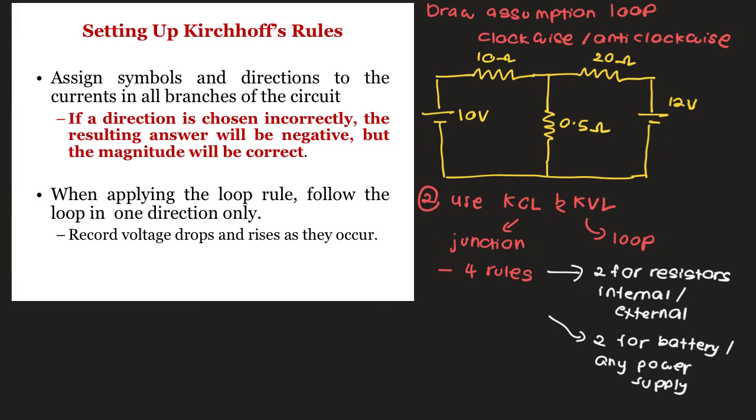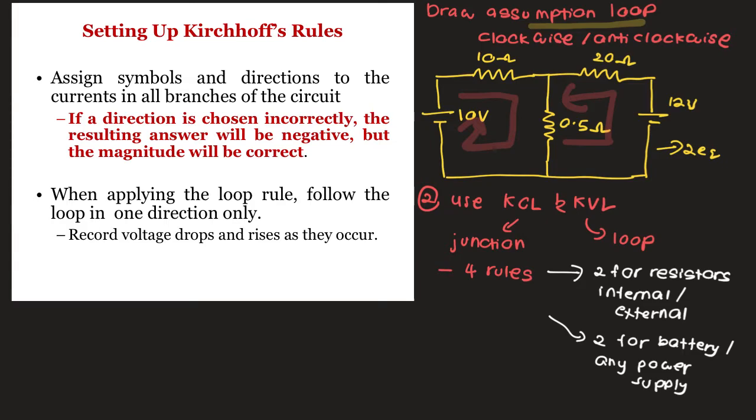You can draw clockwise or anti-clockwise. If I draw this one clockwise and this one anti-clockwise, I am going to have two assumption loops, which means two equations. For example, if you have three spaces, you are going to have three assumption loops, and therefore three equations.